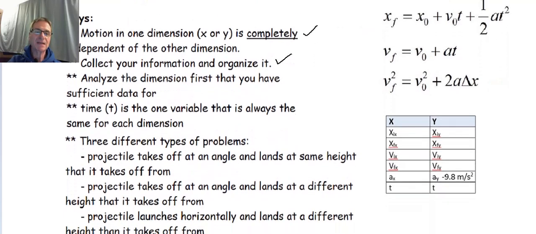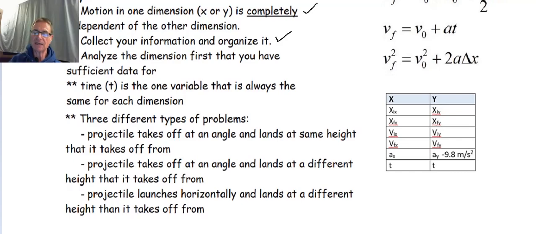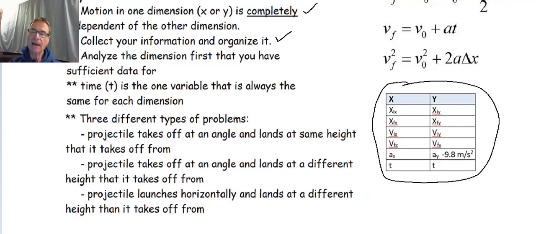All right, collecting information and organizing it is key in the analysis. I have updated the table that we'll be using, and I've got both X dimension data and Y dimension data in there. We're going to use both of them. Both of them are required. You want to keep your information organized. Your accounting is extremely important when it comes to doing these physics problems.